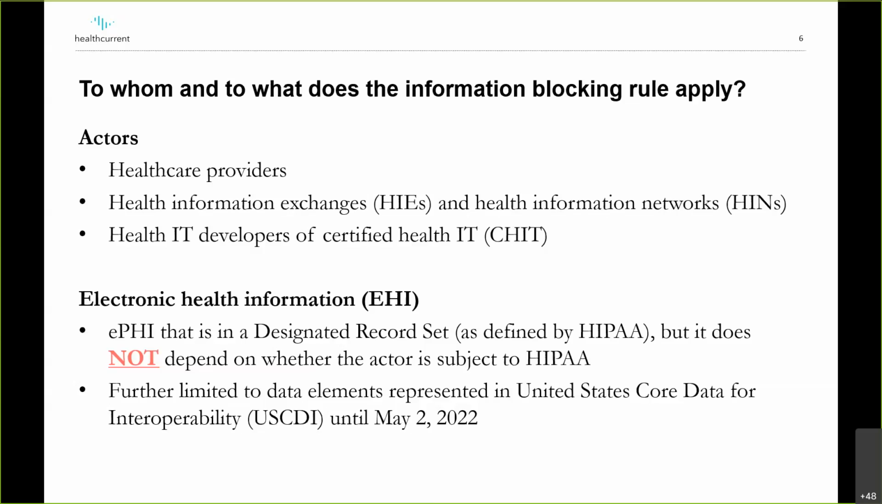What information does the rule apply to? Because it can't apply to every single thing that one of those actors holds. ONC defines the information that is under the information blocking rule as electronic health information, or EHI. That is basically a 2-part definition. The first part is something familiar to most of us in the health IT space, and that is electronic protected health information, that HIPAA term, protected health information, in a designated record set, also as defined by HIPAA, and that's generally the record set that your organization shares when you get a release of information or something along those lines.